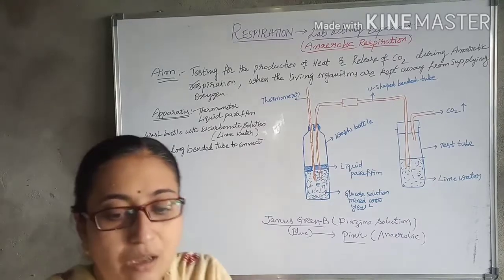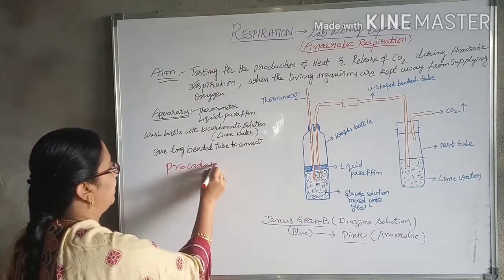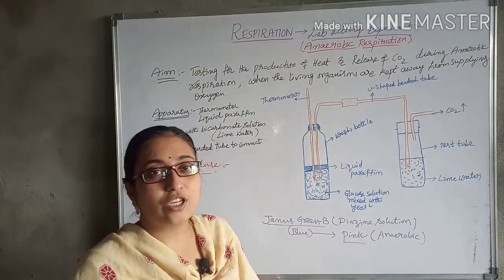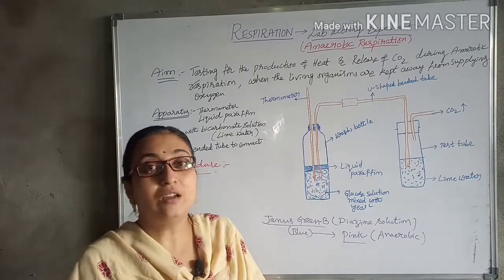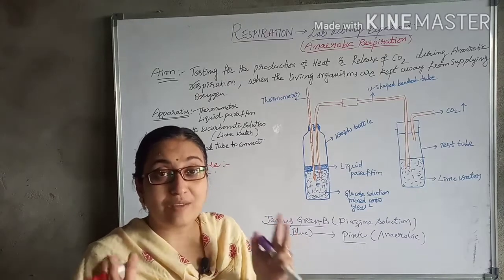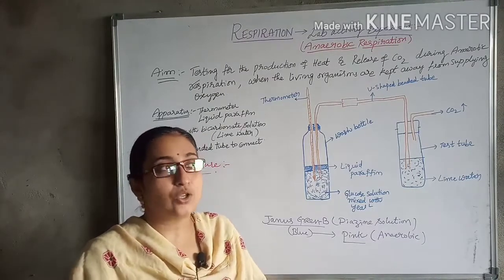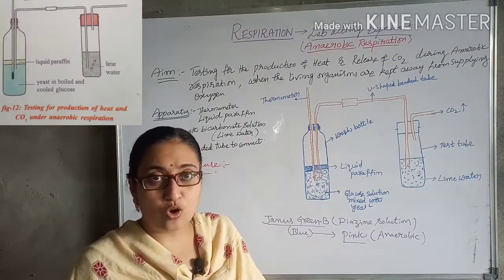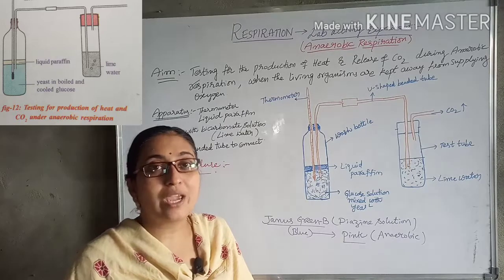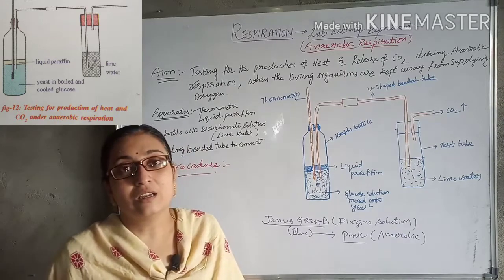Now what is the procedure of this experiment? How to do the experiment? The procedure is, first you have to take the glucose solution and heat it so that whatever oxygen is present in the glucose solution will get evaporated. Afterwards you keep the glucose solution undisturbed for some time. Then cool it. After cooling you add the yeast.